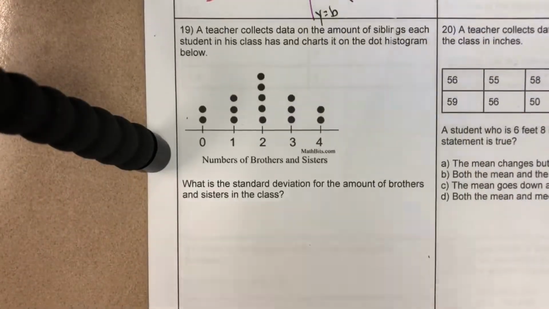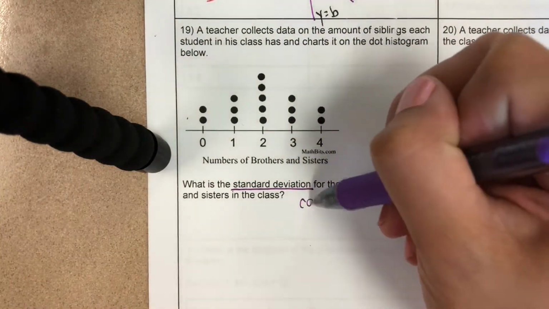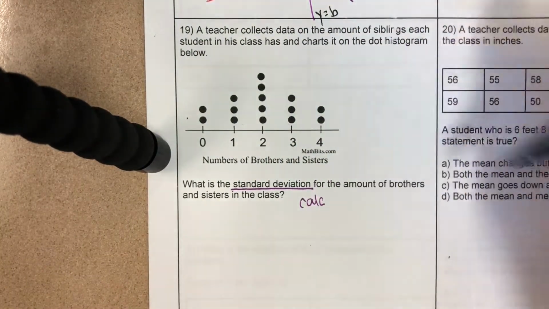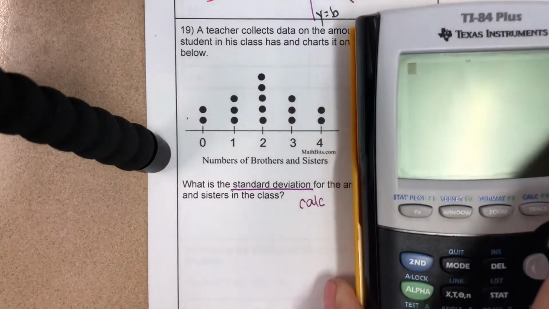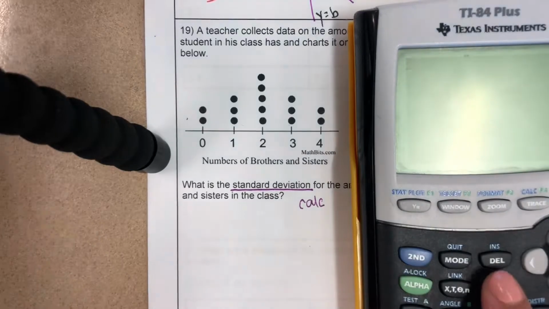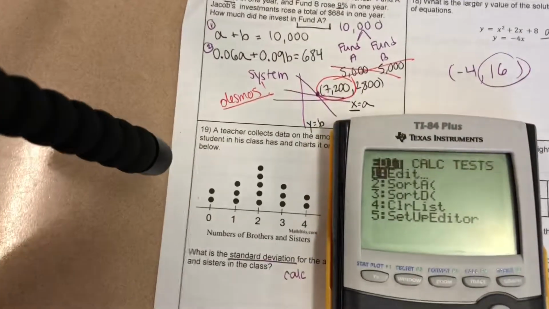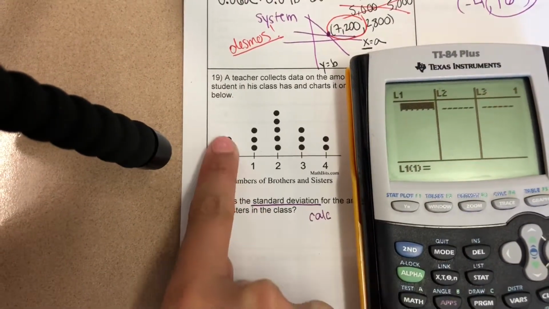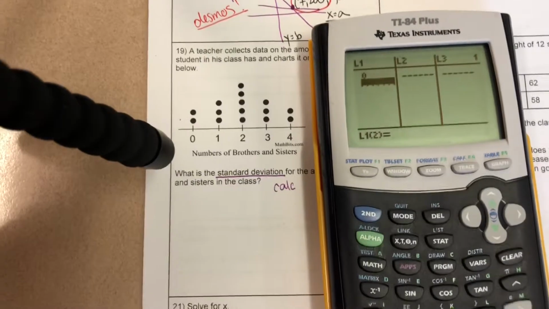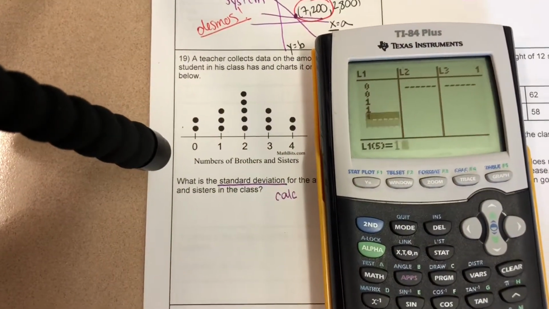All right, I have a stats problem right here, and whenever I have this word standard deviation, I know that I'm gonna do it on the calculator. So I can put all of this into the stat edit list right here. I hit stat, and then I hit enter for the word edit. Now in my L1 column, I'm gonna put these numbers in. I have 2 zeros, so I'm gonna hit 0, enter, 0, enter. I have 3 ones, so I put 1 in 3 times.